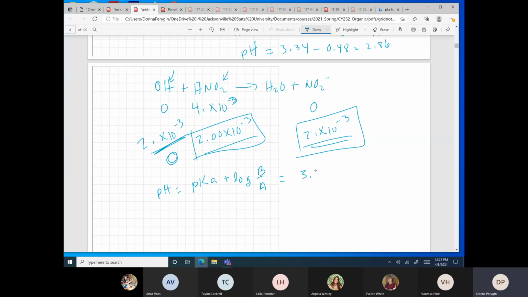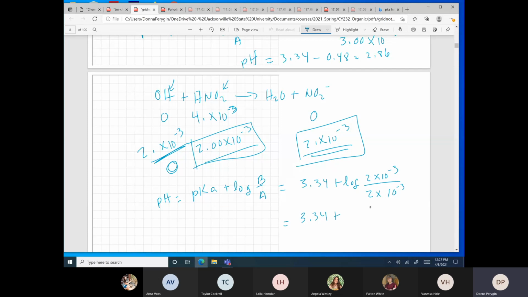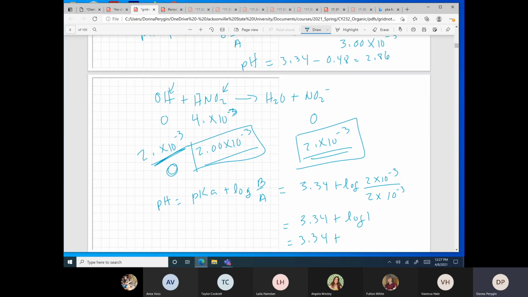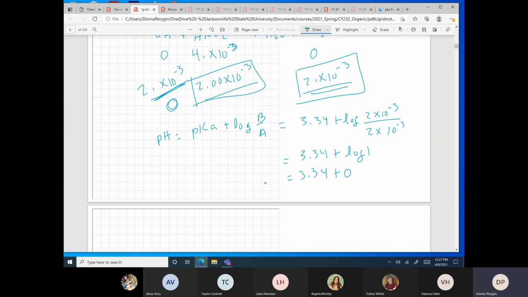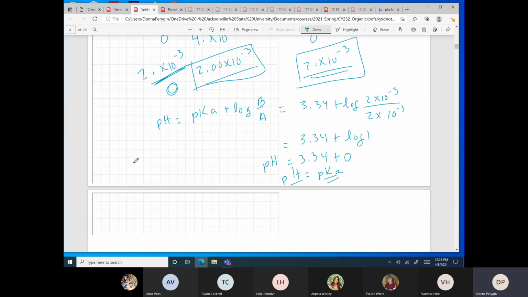So that's going to be equal to 3.34 plus the log of 2 times 10 to the minus third over 2 times 10 to the minus third, which is equal to 3.34 plus what? Plus the log of 1. And so that's equal to 3.34 plus, the log of 1 is 0. Okay, so notice that the pH at half the equivalence point is equal to the pKa, and that's a trick. At half the equivalence point, the pH is equal to the pKa.